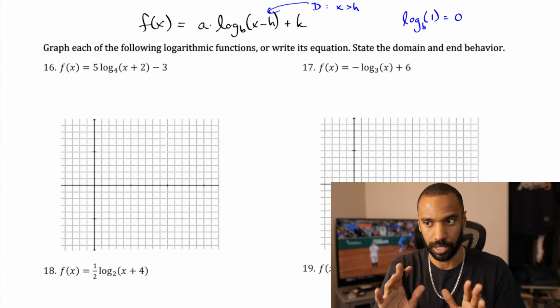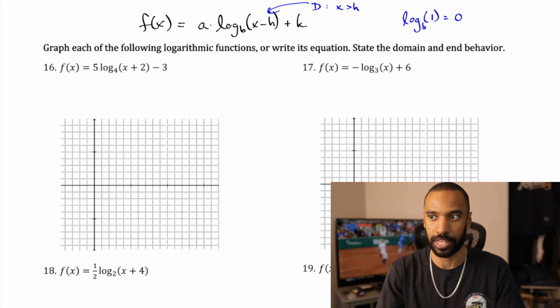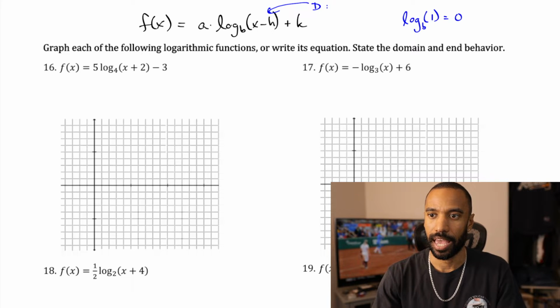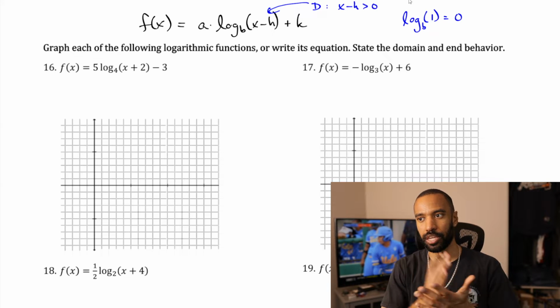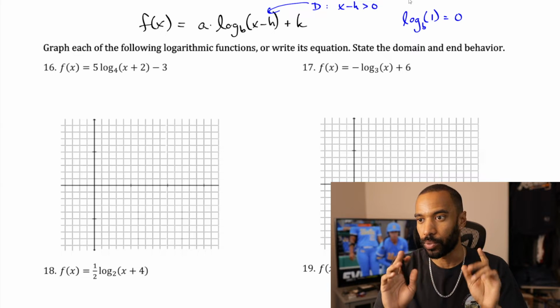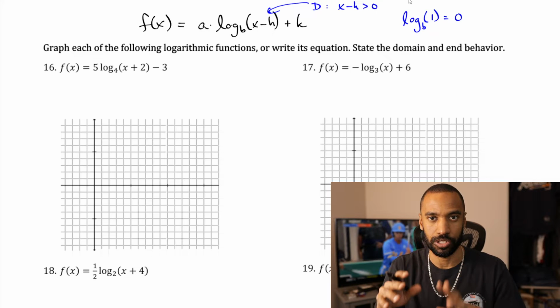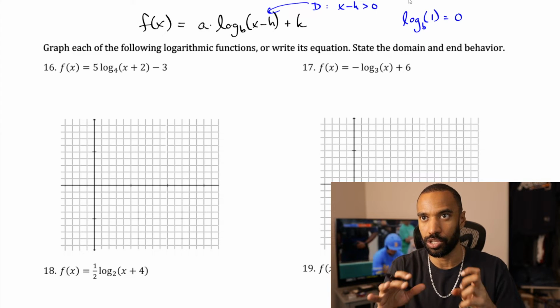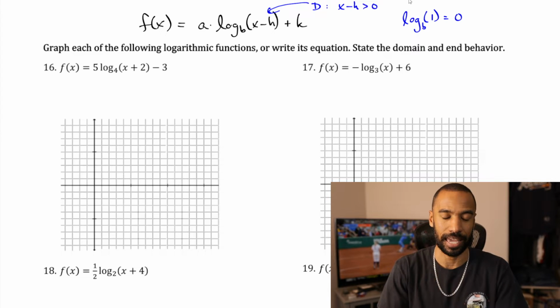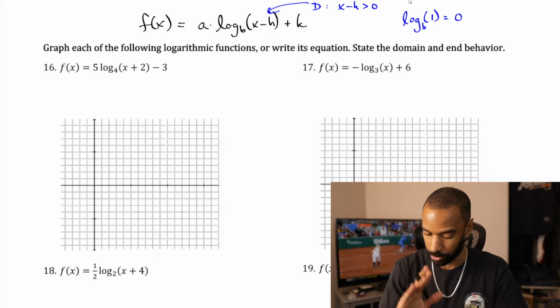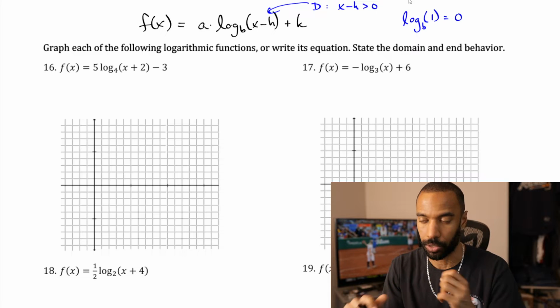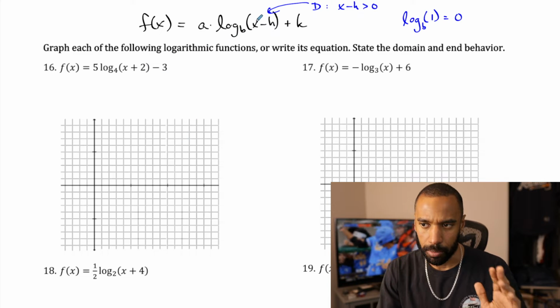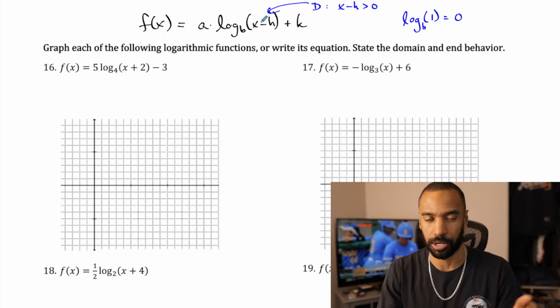You have to make sure that I'm going to be looking inside the thing. Actually, let me say this. X minus h has to be greater than 0. The inside thing, the thing you take the log of, has to be greater than 0. You can't take the log of anything and get 0 or negative because there's nothing you can raise a positive number to get you 0 or negative. It can get really small positive or really large positive or anything in between, but it can't become 0 or negative.